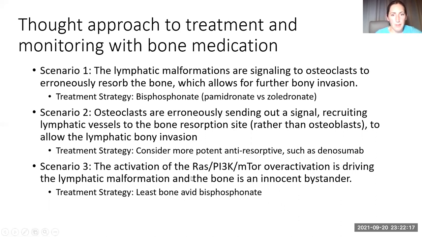The third hypothesis is that it's activation of the RAS-PI3 kinase-mTOR pathway that's overactivating the lymphatic malformation, and the bone is just an innocent bystander. In this case, you would want to get the benefits of how bisphosphonates work by inhibiting this pathway, but perhaps want less of it to actually get deposited into the bone, causing possible skeletal side effects.